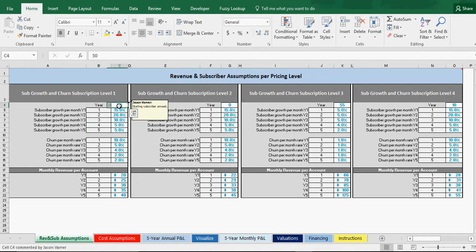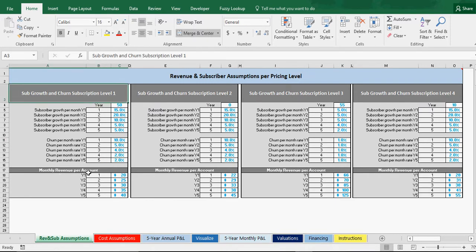You have your starting subscriber growth, which you could put at whatever you plan to start with, and then how much you want to grow that per month by year. And then you can also do how much you think that's going to churn per month by year. So this is saying year 1, we're going to grow at 15% a month. Year 2, we're going to grow at 20% a month. Year 3, we're going to grow at 10% a month. And then churn, year 1, we're going to lose 10% of our total subscribers a month for this subscription level.